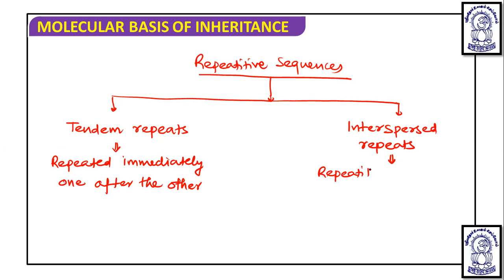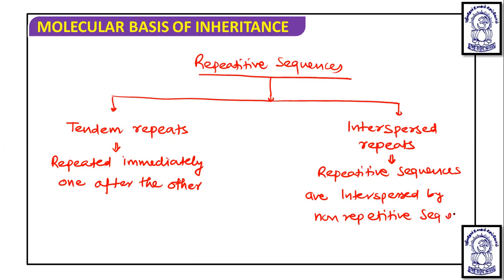here repetitive sequences are interspersed or flanked by non-repetitive sequences. It means if two repetitive sequences are there and in between you see non-repetitive sequences, then it is an interspersed repetitive sequence. Whereas if the repetitive sequence is repeated immediately, like ATGC, ATGC, ATGC, ATGC, then it is known as tandem repeats. Okay, so this is the repetitive DNA.